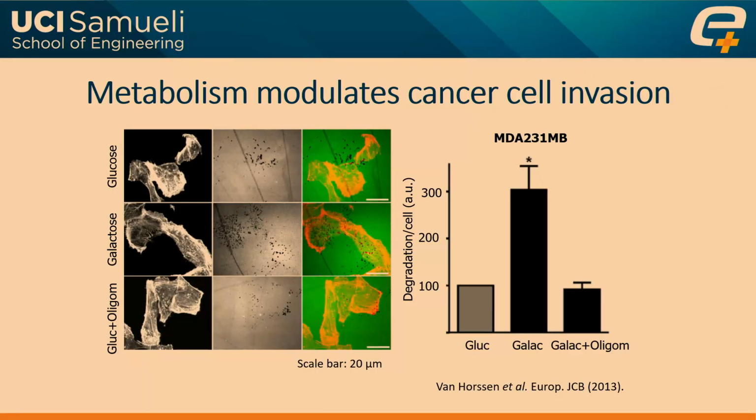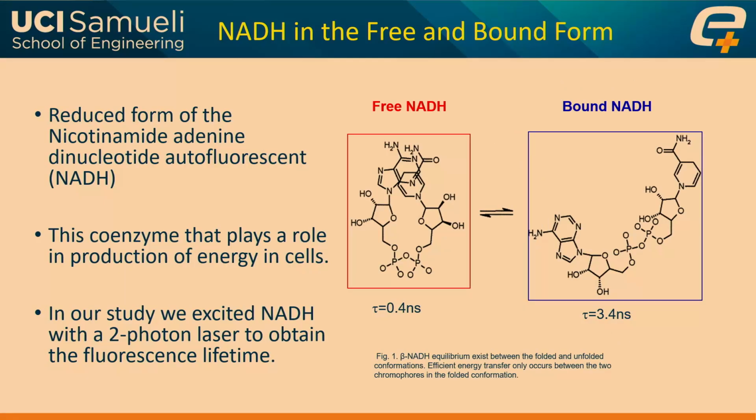This is an example that if you did degradation of the matrix, as you switch their nutrients, the degradation increases. So this is also giving us a hint that metabolism is playing a very important role in cancer cell invasion. So to look at, let's say, metabolic imaging of these particular cells, we look at nicotinamide adenine dinucleotide.